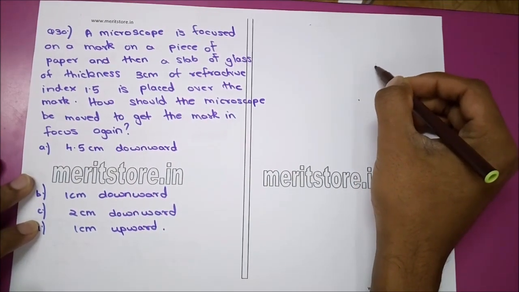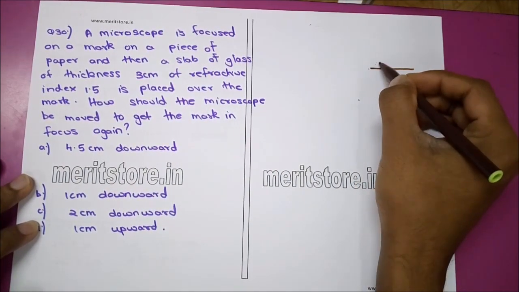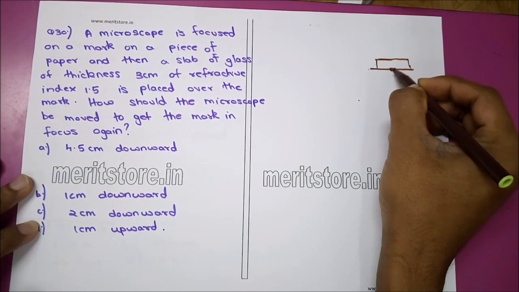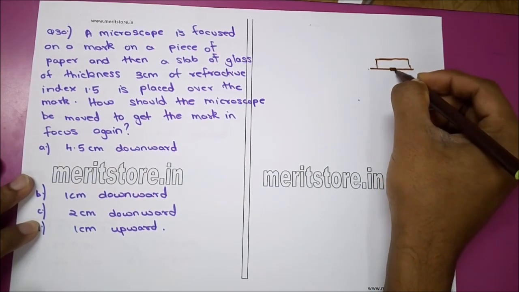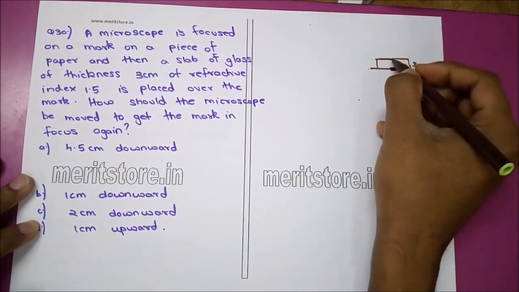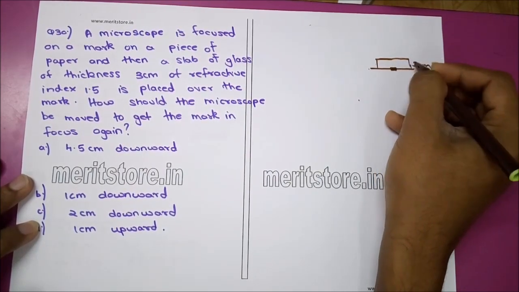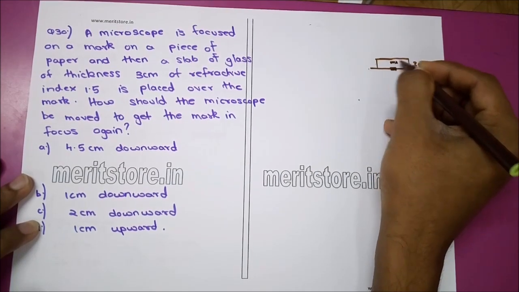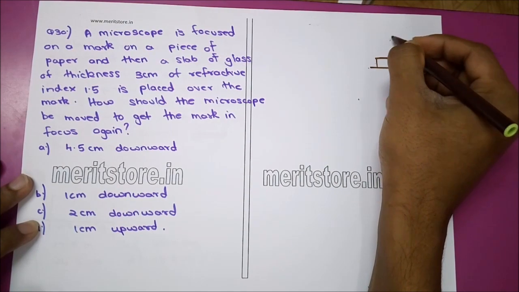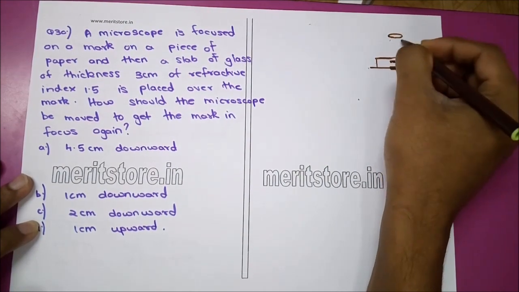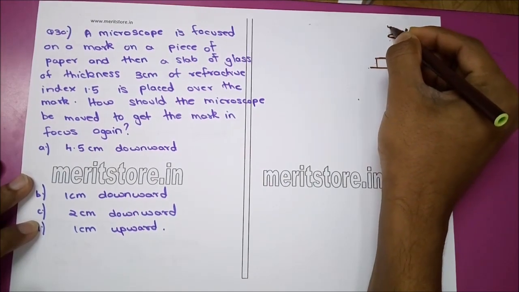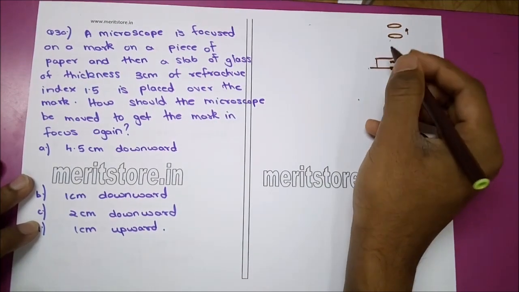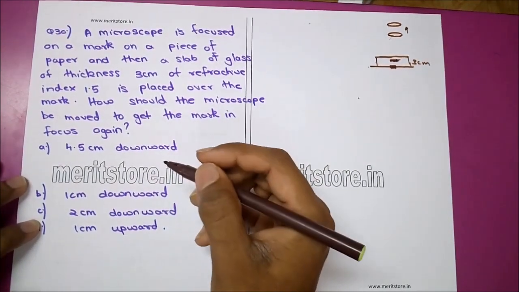Now suppose this is a paper on which a glass slab is placed. Initially, the real depth of the mark is 3 centimeters. However, due to the glass, it will appear to have an apparent depth. So, if initially the microscope was over here, it needs to be moved in the upward direction so that it can focus at this point. So basically the microscope has to be moved upwards.